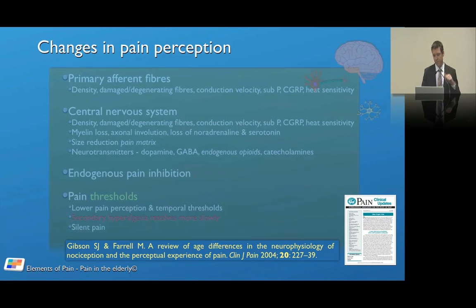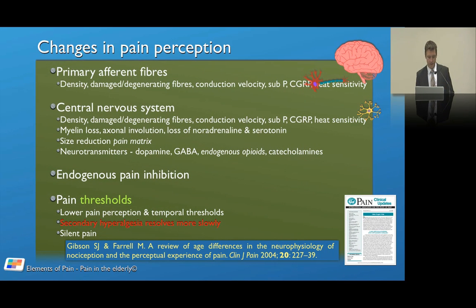So Gibson's done a number of papers, and there's another one, Clinical Update, looking at neurophysiology of nociception. Really good papers out there. And I wanted to break down changes in pain perception into 4 kind of headings. Changes in the primary afferent fibers, yes, first order neurons. Changes in the central nervous system, yes, from the dorsal horn upwards. Changes in the pain inhibition, so top-down control of pain changes, and then change in nociceptive pain thresholds. You can probably consider this under primary afferent fibers.